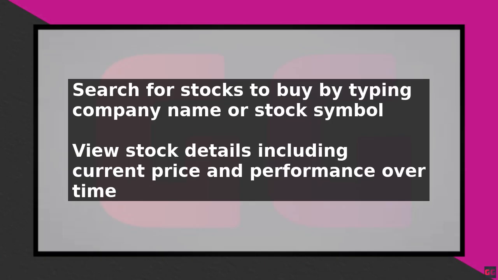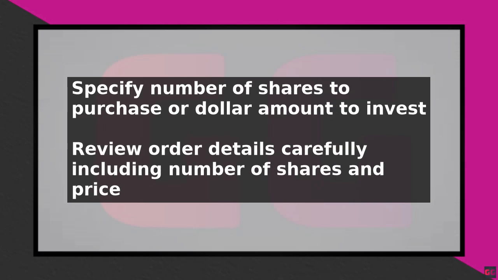To buy the stock, you will need to specify the number of shares you want to purchase. You can do this by typing in the number of shares or by specifying a dollar amount. For example, if you want to invest $100 in Apple stocks, Robinhood will automatically calculate the number of shares you can buy. Before you confirm your purchase, make sure to review the order details carefully.